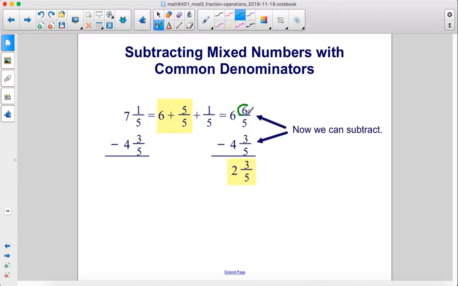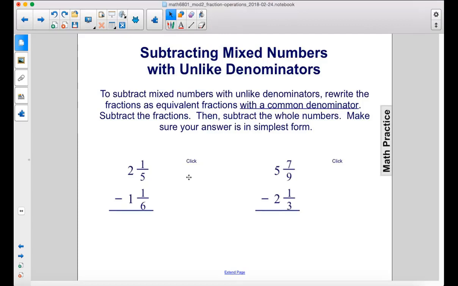Now the numerator here, 6, is greater than the numerator here, 3, so we can go ahead and subtract. To subtract mixed numbers with unlike denominators, rewrite the fractions as equivalent fractions with a common denominator. Subtract the fractions, then subtract the whole numbers. Make sure your answer is in the simplest form.